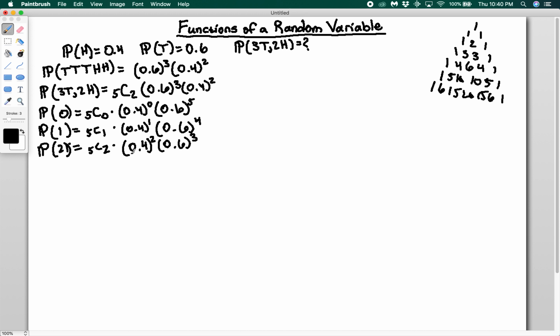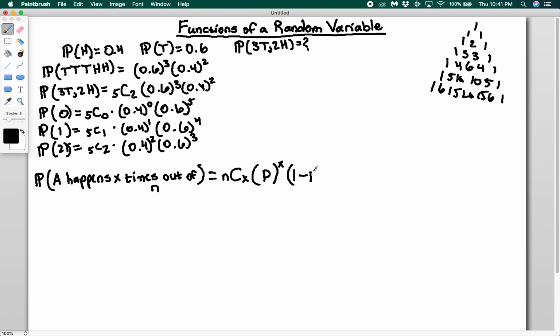You can see that the pattern we're getting to is really that the probability that an event, let's say an event A, happens x times out of n, and we're going to say that event A has a probability of p happening, just to make things easy, is going to be equal to n choose x, the total number that we want, times the probability that A happens, which is p, raised to the x power, times the probability that A doesn't happen, so 1 minus p, to the n minus x power.